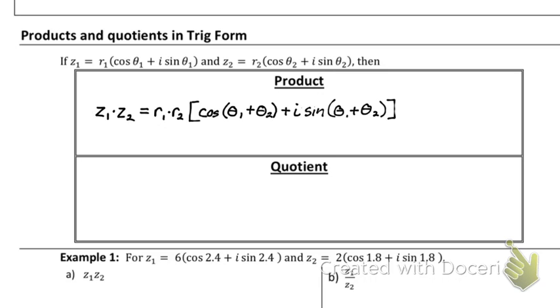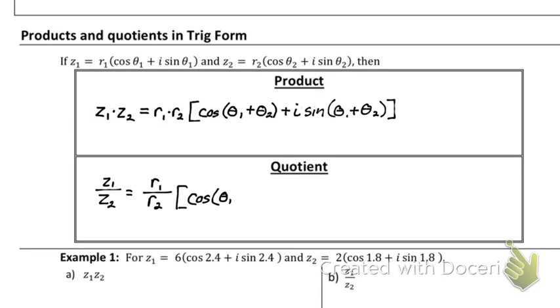Division is going to look very, very similar to the one we just did. It's z sub 1 divided by z sub 2. Instead of multiplication, we are going to divide our two r values. So it'll be r sub 1 divided by r sub 2. And then we're going to have cosine of theta sub 1.